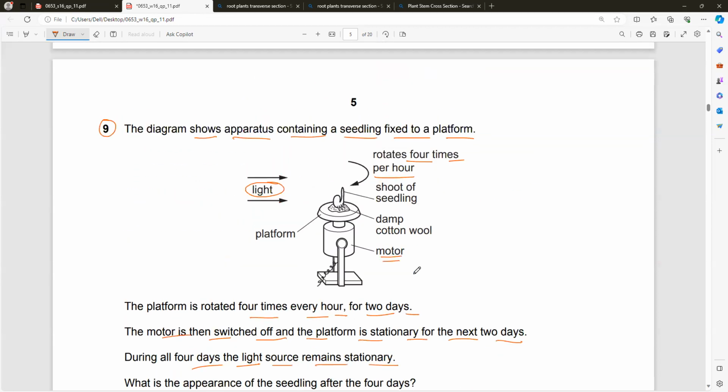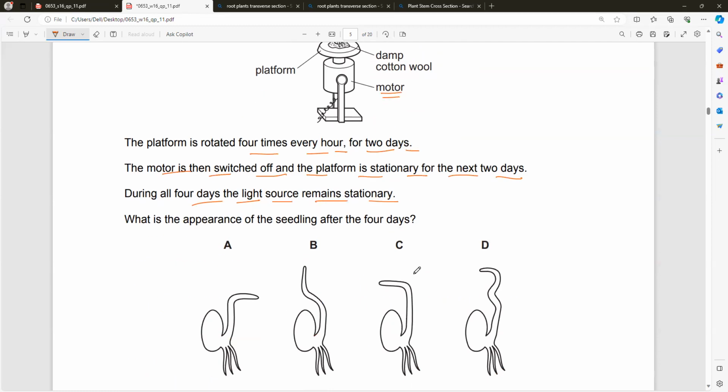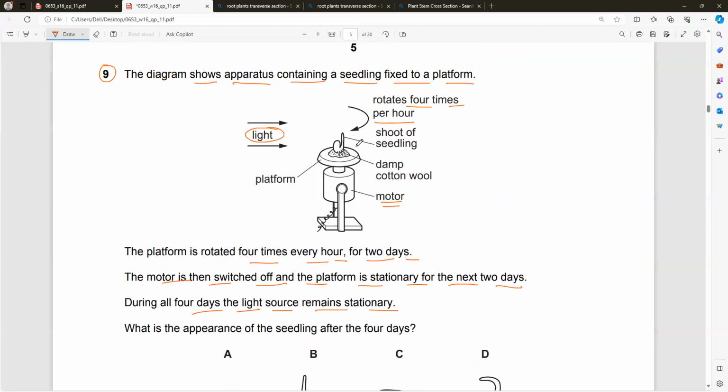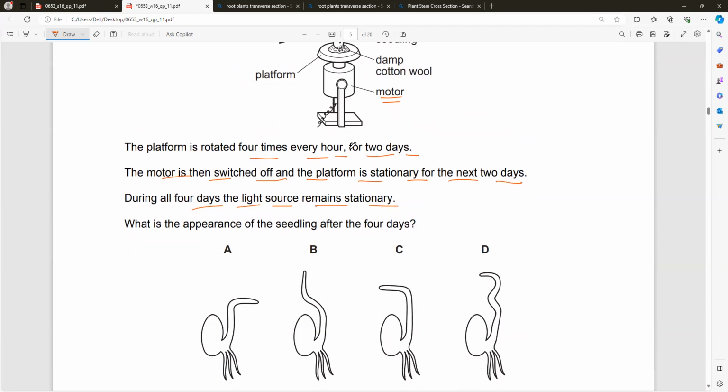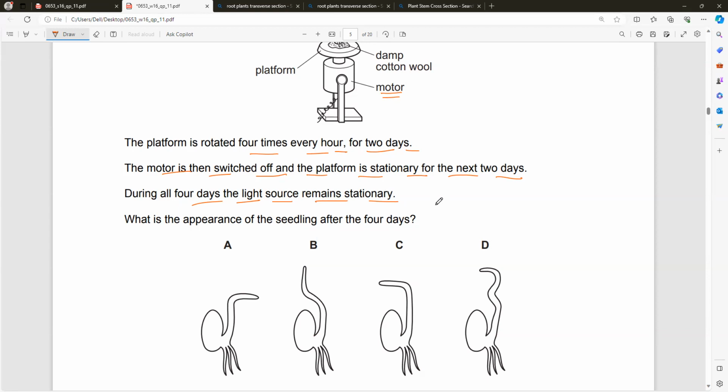So, anybody can answer? See how beautifully the question can be formed. Any one of you? Nothing is there. With just the basic knowledge you have, you will answer this question. That's all I say. The light source remains constant. Only thing you have to remember. Answer please. A, B, C, D.